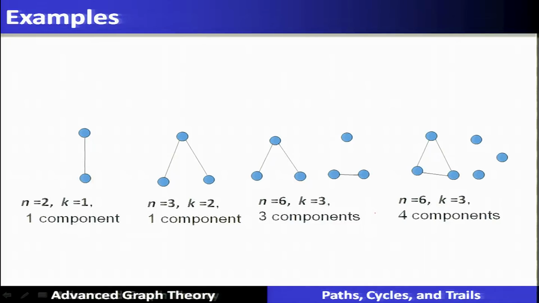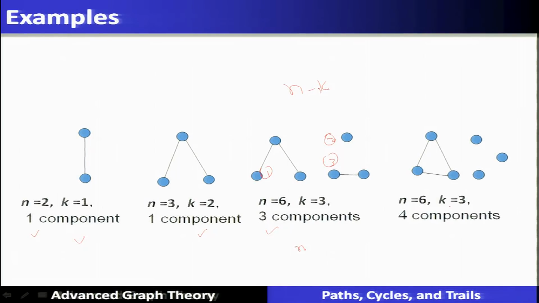We can see the illustration here in this particular example. Here we have n is equal to 2 and number of edges is equal to 1. So n minus k will be the total number of components, that is 2 minus 1, one component. Here we have n is equal to 3 and k is equal to 2. So 3 minus 2 will become one component. This is n is equal to 6 and k is equal to 3. So how many components will be there? 3 components will be there: one component, two components and three components, n minus k. So here the formula which we are going to use is n minus k.